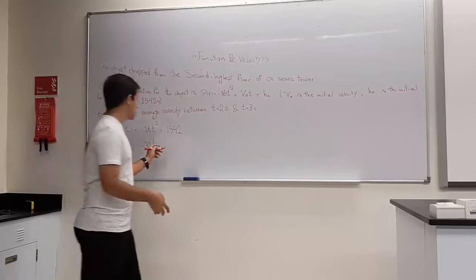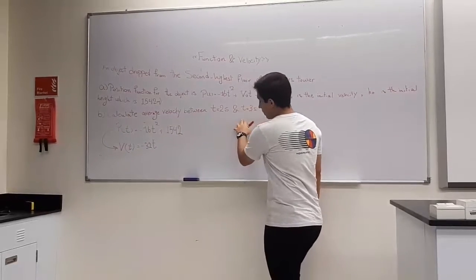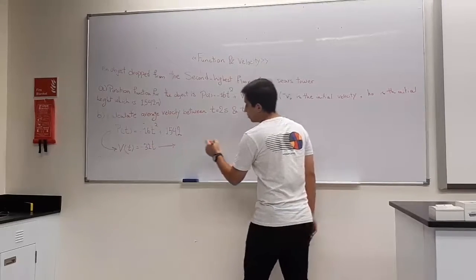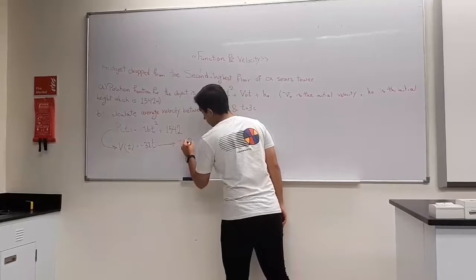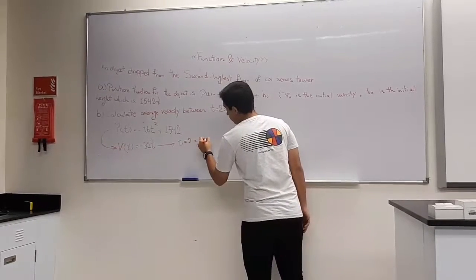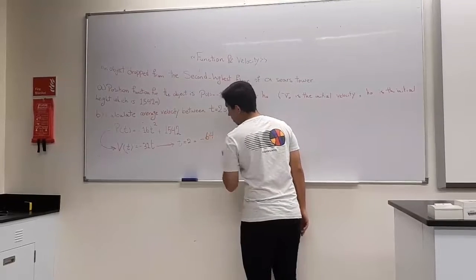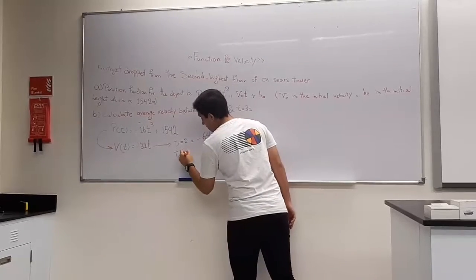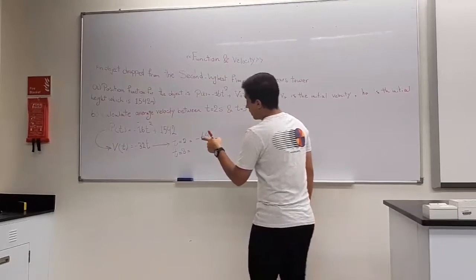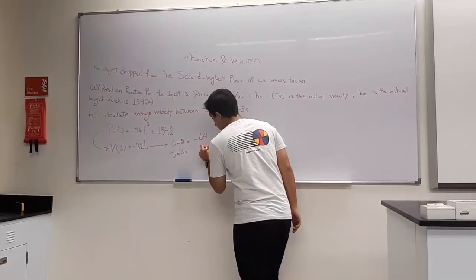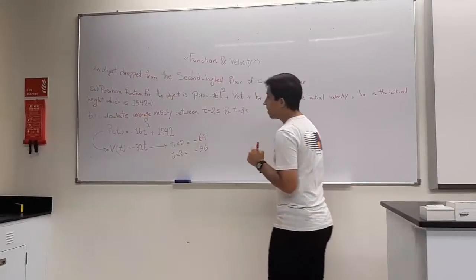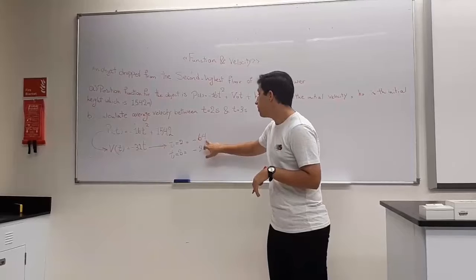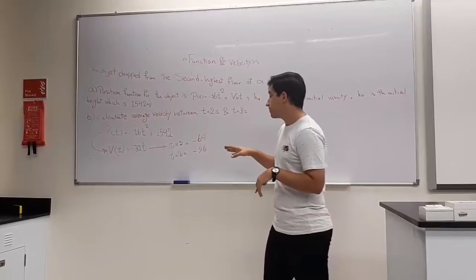It's so simple. We just apply those two values inside this. v of 2 is negative 64, and v of 3 is negative 96. So the velocity at t equal to 2 is negative 64, and at t equal to 3 is negative 96.